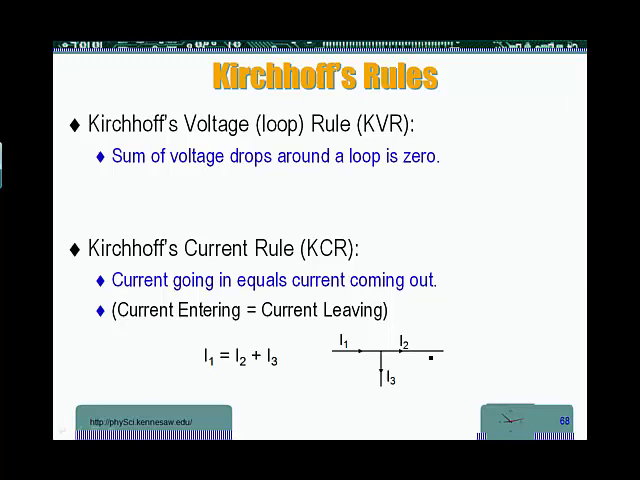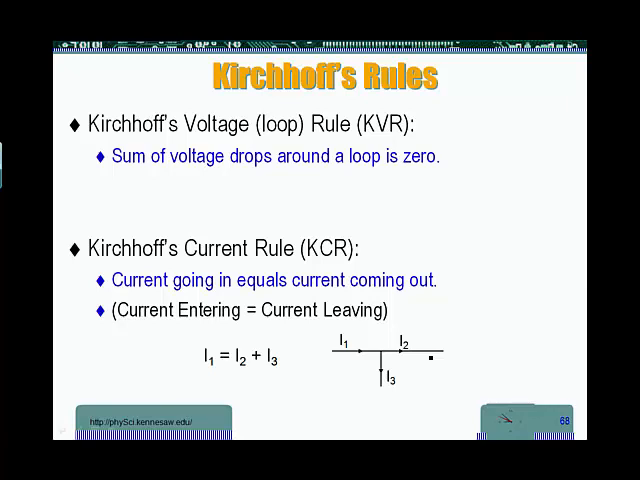In more complicated circuits, we need to use other methods. Now, one of the methods that we use in some circuits, and it's not the unique one, but one of the commonly used methods in dealing with circuits is what we call Kirchhoff's rules. There are two rules. One of them, we call it Kirchhoff's voltage or loop rule. Some people just designate it as KVR, Kirchhoff's voltage rule.